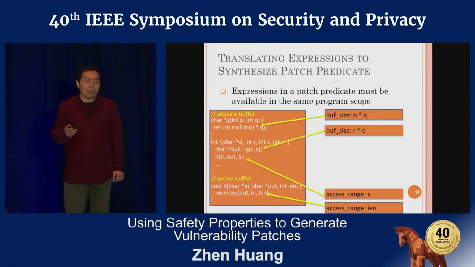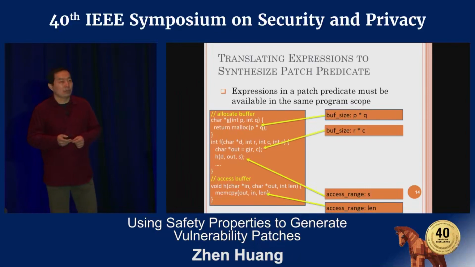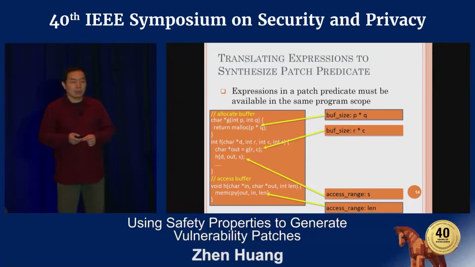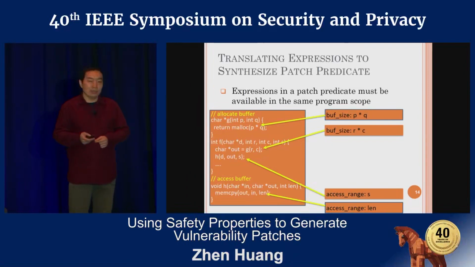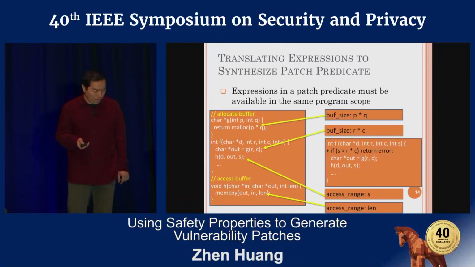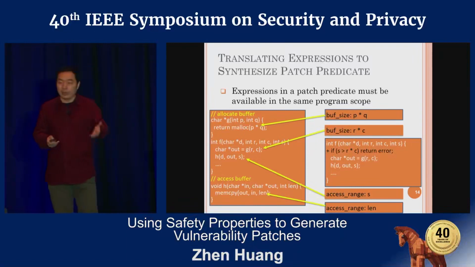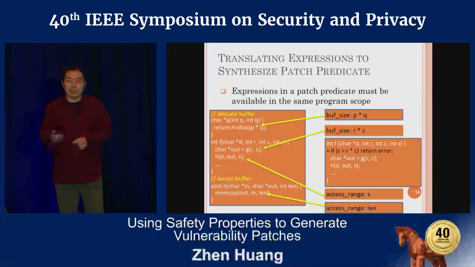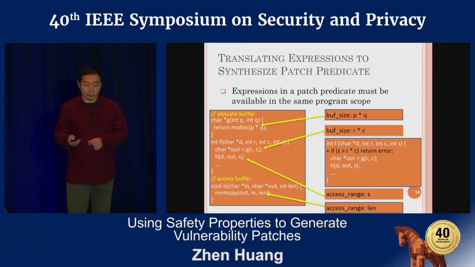By examining the arguments used by F to call G and H, Sinks will translate P times Q from the scope of G to R times C in the scope of F, and translates len from the scope of H to N in the scope of F. And by doing so, Sinks can synthesize a patch predicate and assess a patch in the scope of F.